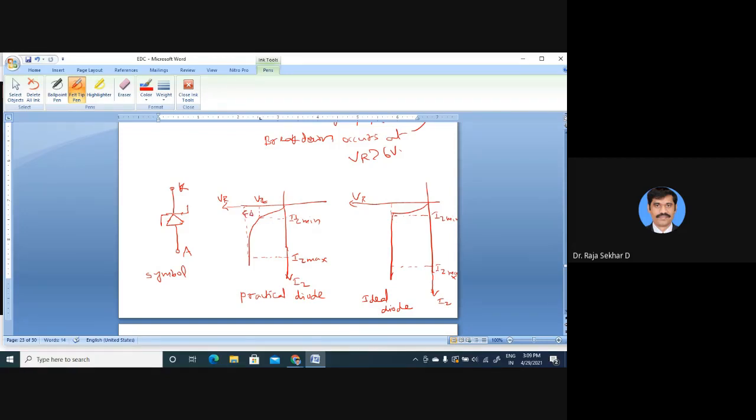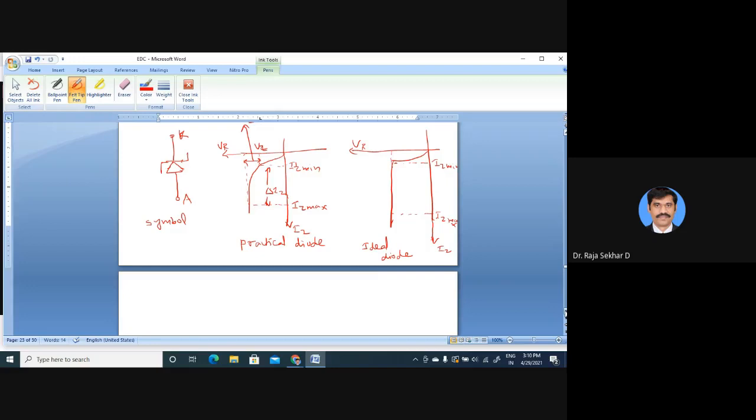If it is delta VZ and delta IZ, then RZ is the dynamic resistance, equal to delta VZ by delta IZ. This is called the Zener dynamic resistance.